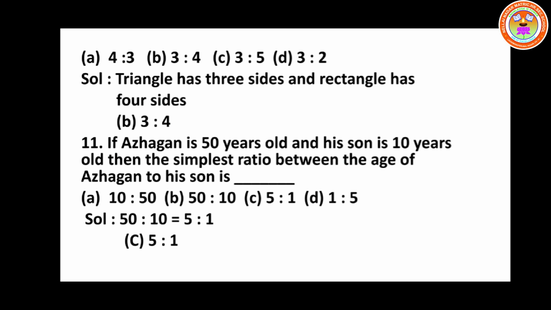Solution, 50 is to 10. Very simple problem. You cancel 10 10 from both sides. So, your answer will be 5 is to 1. So, what is your option now? Option C is the answer. 5 is to 1. Okay, children.